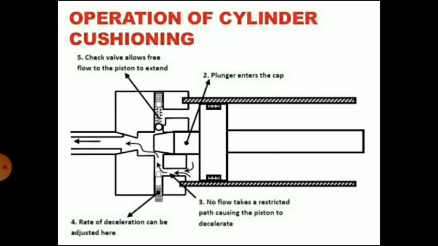Then second, the plunger enters the cap. Third, the flow takes a restricted path, causing the piston to decelerate. Fourth, the rate of deceleration can be adjusted here. And the last one, that is the check valve, allows free flow to the piston to extend.